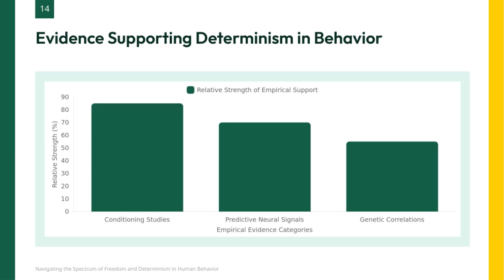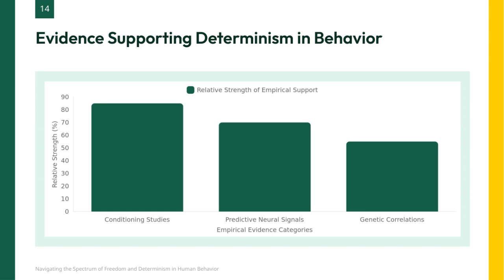Here we see empirical evidence that supports determinism in behavior, illustrated through a bar chart. On the x-axis, we have three key categories: conditioning studies, predictive neural signals, and genetic correlations. The y-axis shows the relative strength of empirical support in percentage terms.